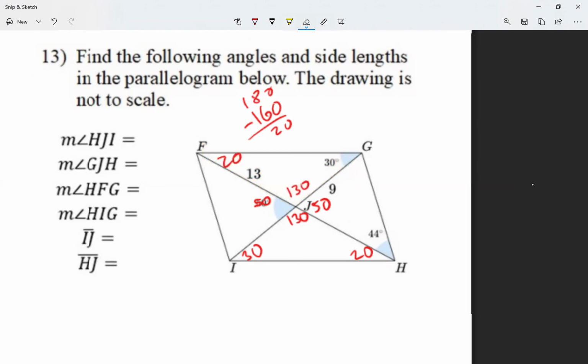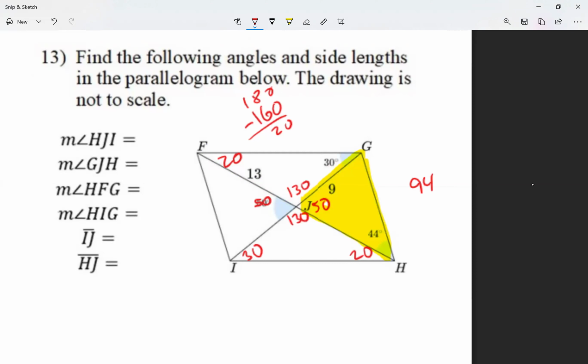Now I'm going to be looking at another triangle. Let's focus on this triangle. I'm given two angles, 50 and 44. I'm always looking for triangles where I have two angles given. That's really what I'm looking for. I have two angles given here, 50 and 44. I know 50 plus 44 is 94.